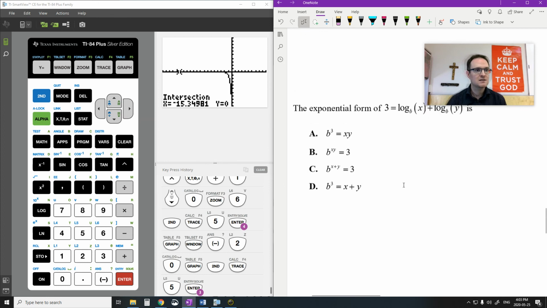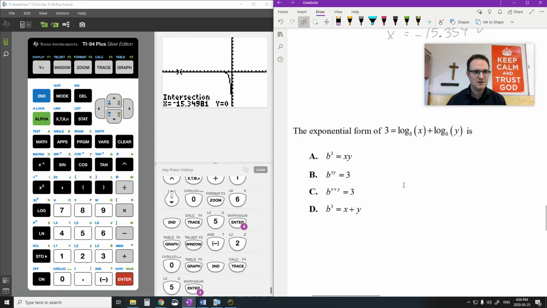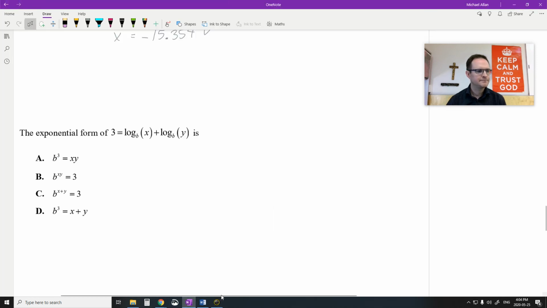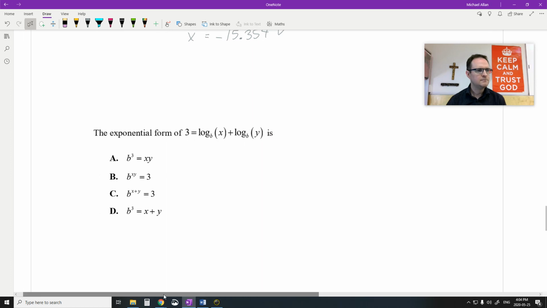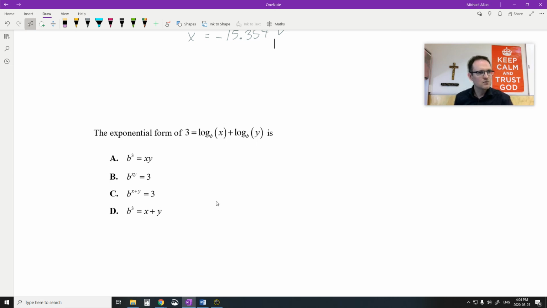Okay, let's try this last question on the last page here. Yeah. Let's see what we've got here. I don't need the calculator for this one. So let's get rid of the calculator. Okay. So I want to use my log laws to try to figure out which of these down here represents this.